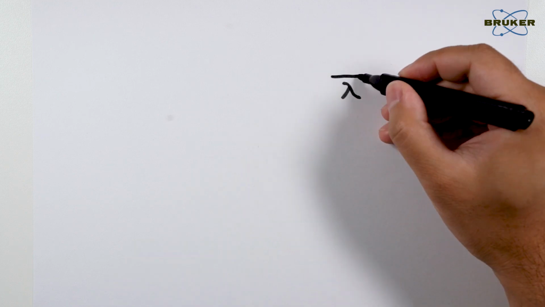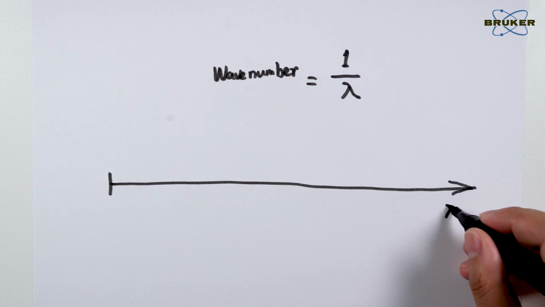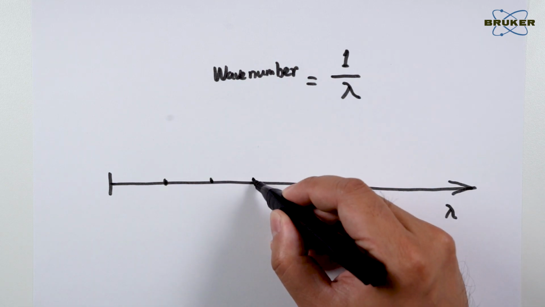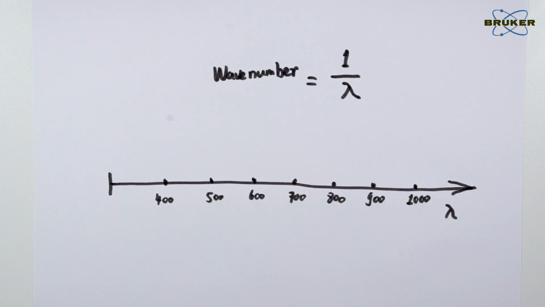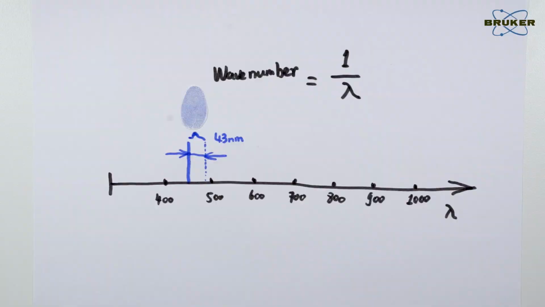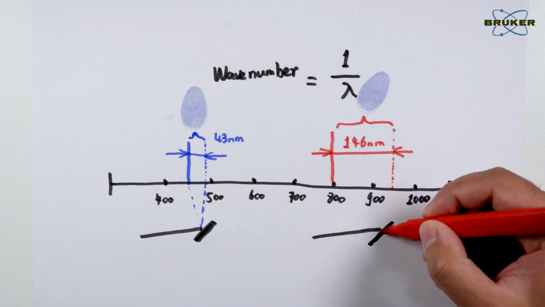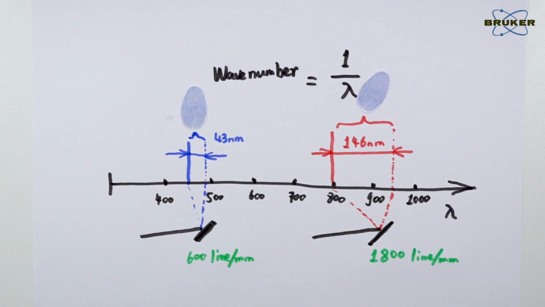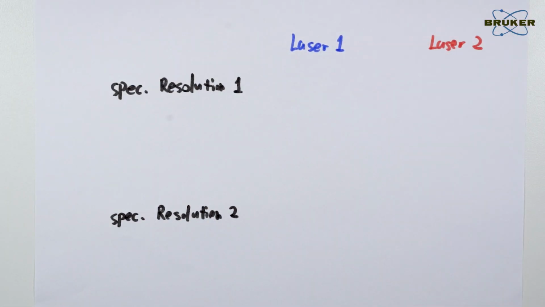The dispersive angle of a grating is wavelength dependent, but in Raman spectroscopy we use wave number instead of wavelength. With a change in the laser wavelength, the dispersive angle needed from a grating also changes. For instance, if we use a laser of 450 nanometer, the fingerprint region is 43 nanometer wide. But if the laser is 800 nanometer, the fingerprint region becomes 146 nanometer wide and needs a grating with a different line density.